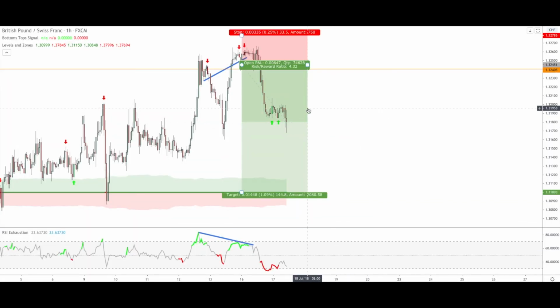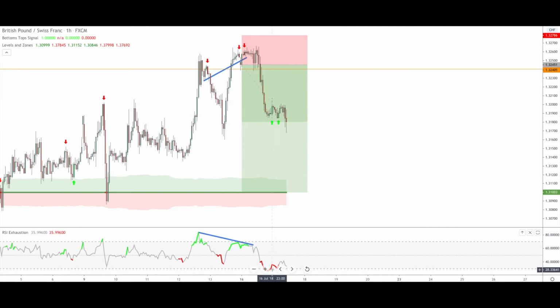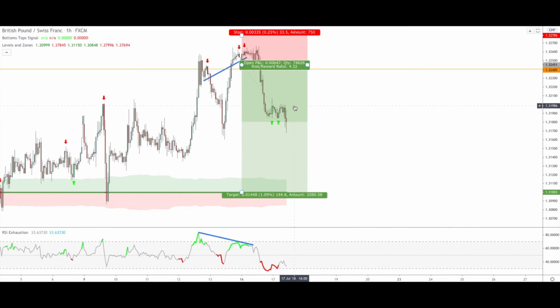Another update, guys. So we actually got two bottoms, a couple of bottoms here, and we also have a very slight divergence in the RSI. Okay, why did I not close the trade? Well, it's for two reasons.